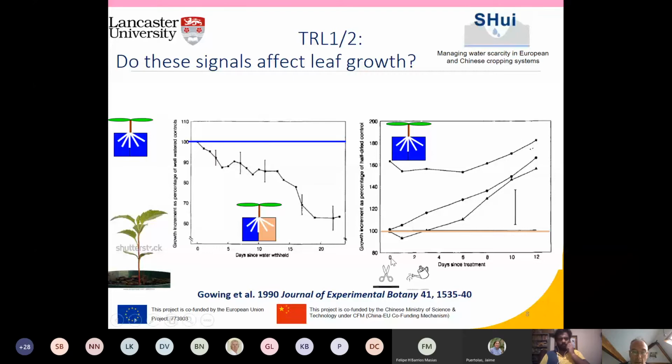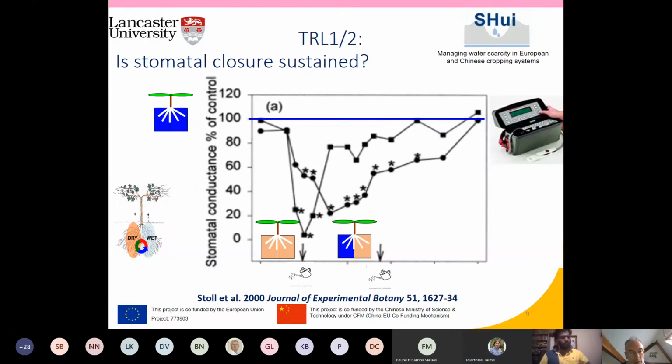When the dry roots were excised, indicated by the scissors here, or re-watered, there was an increment in leaf area again, and the plants sort of returned to almost a well-watered state. And this was driven by increased numbers of leaves and increased leaf area. So I hope that addresses the comment. Other questions or comments at this point? Not at this point.